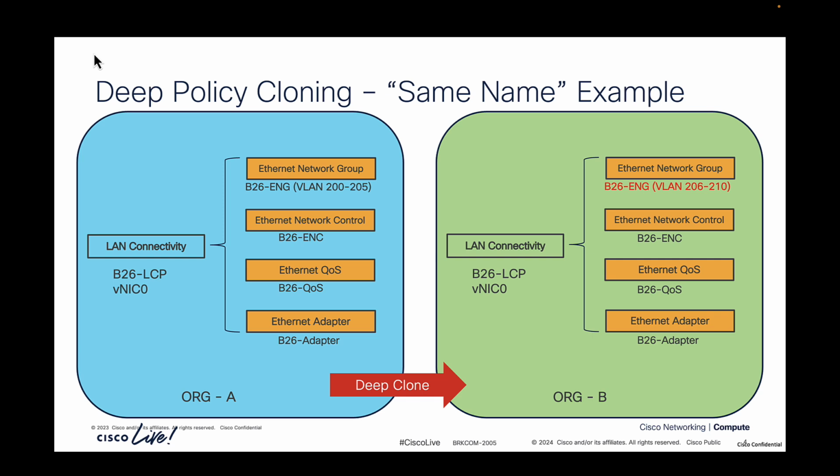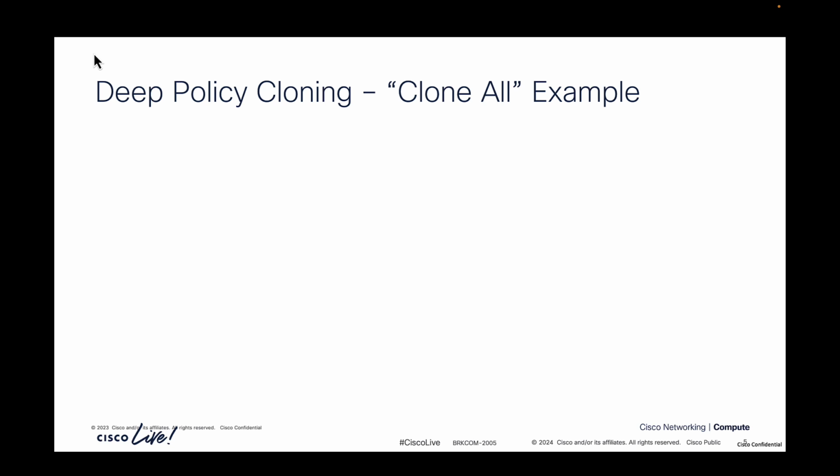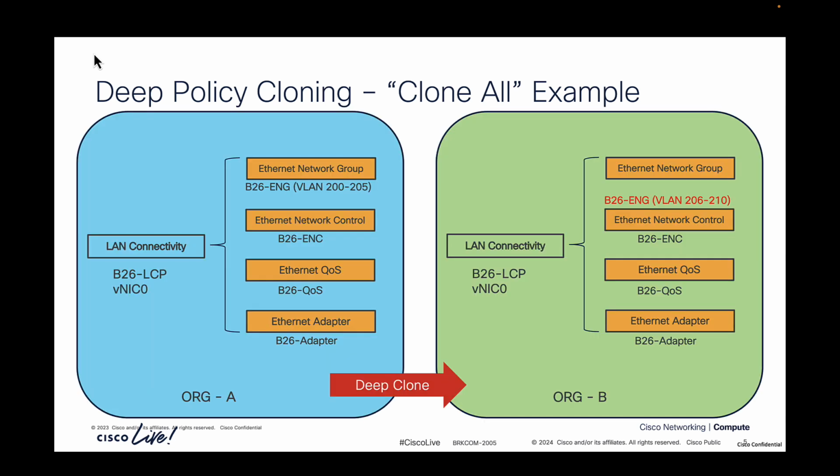some objects, some policies in your destination org, you can always use the next example, which is clone all. So let's go ahead and move to that. Okay, so here's our clone all example. And same setup, okay, and org B does in fact have a Bravo 26-ENG policy already there, okay?